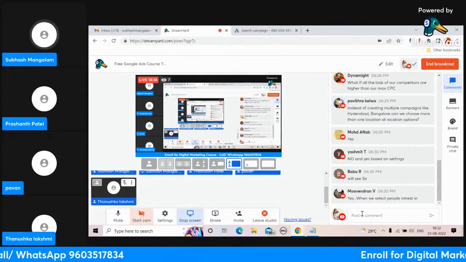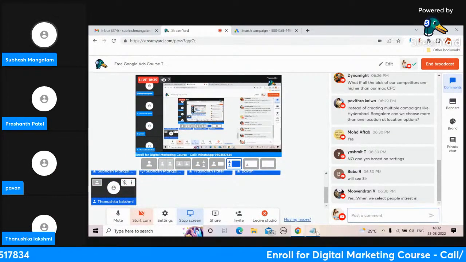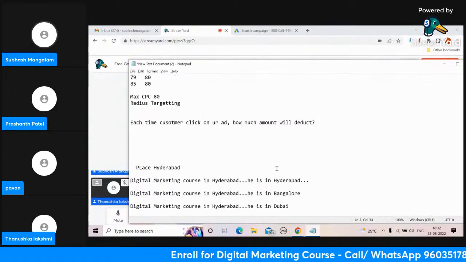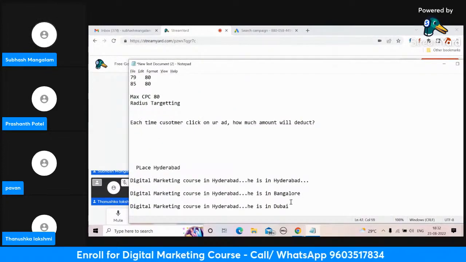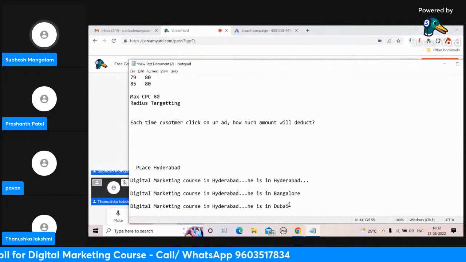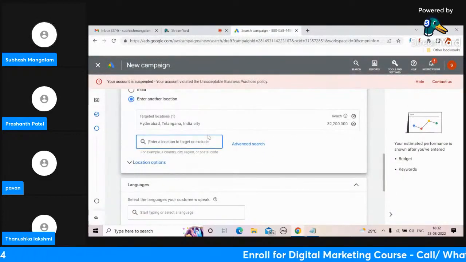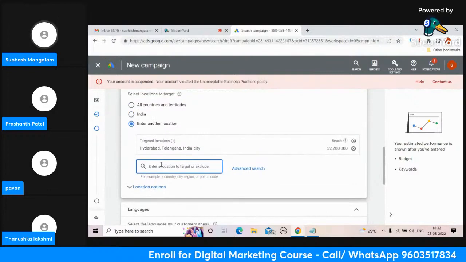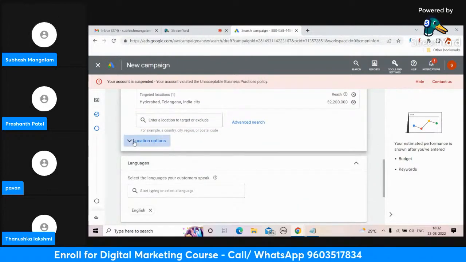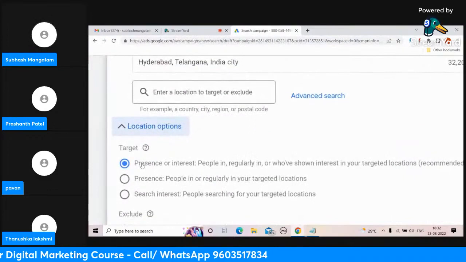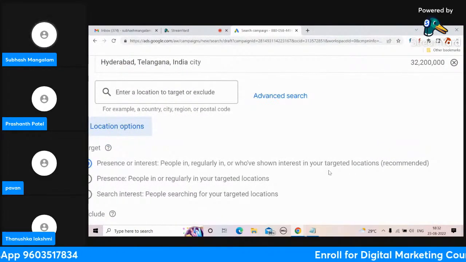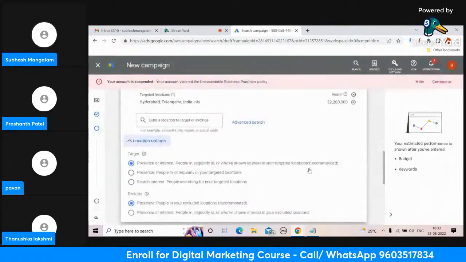Unfortunately, your ad will appear to everybody, even for Hyderabad, Bangalore, and Dubai, everywhere throughout the world, if they search the same keyword. Why? Because Google Ads is their tool, and they designed it in such a way. So below the location option, can you see it? By default, your ad appears to the people who are in your targeted location, or who have shown interest in your location.